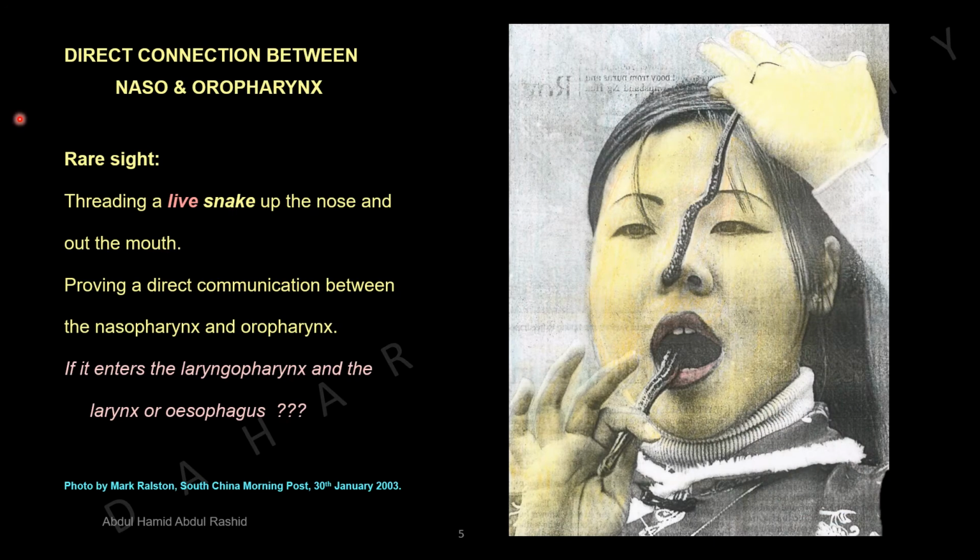It's a photo of direct connection between the naso- and oropharynx. Photo by Mark Rashid, South China Morning Post, 30th January 2003. It's a rare sight, threading a live snake up the nose and out the mouth, proving a direct communication between the nasopharynx and oropharynx. If it enters the laryngopharynx and the larynx or esophagus, what may happen?